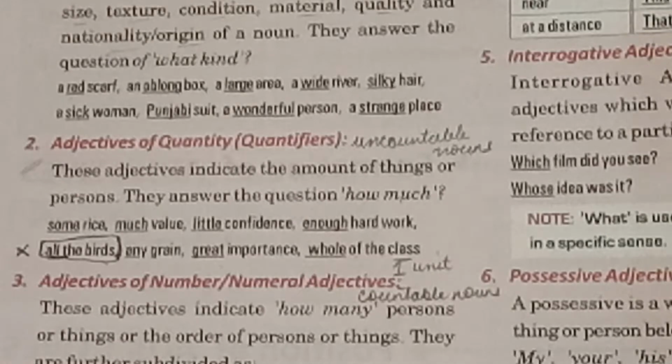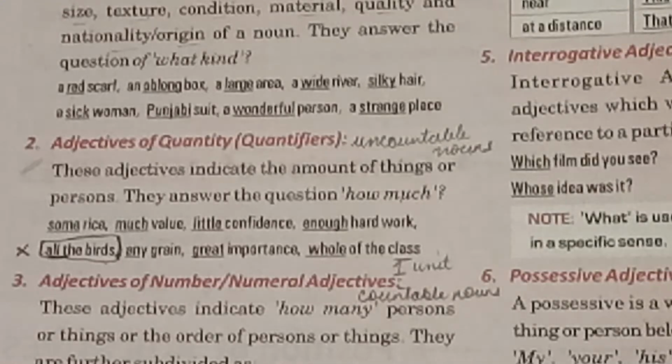And here, for children, it is given all the birds. According to me, birds are countable. So we cannot take this noun in this group, right? Because birds are countable. All the can be a quantifier, but birds cannot be there. All the water can be there, right? Any grain, right? Grain is uncountable. Great importance, importance is uncountable. Whole of the class. Class, if you take it as a unit, its students are countable, but class is not countable, right?